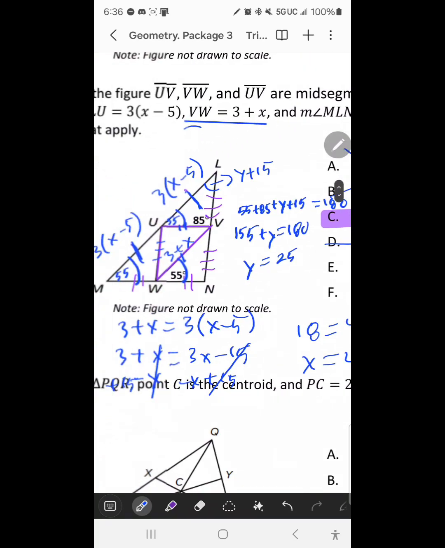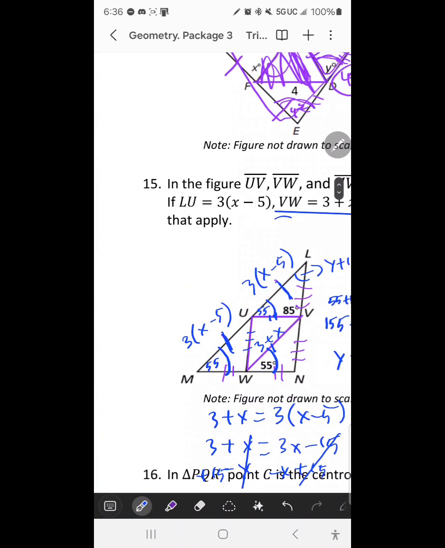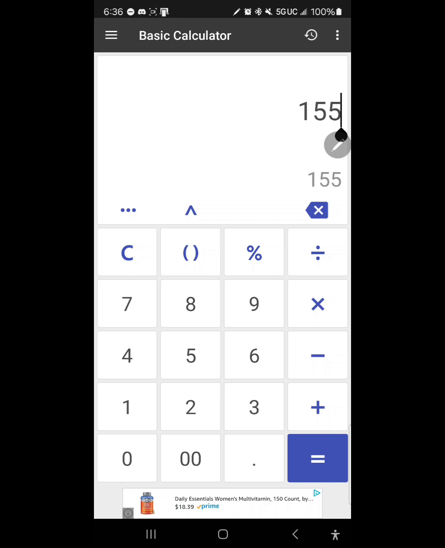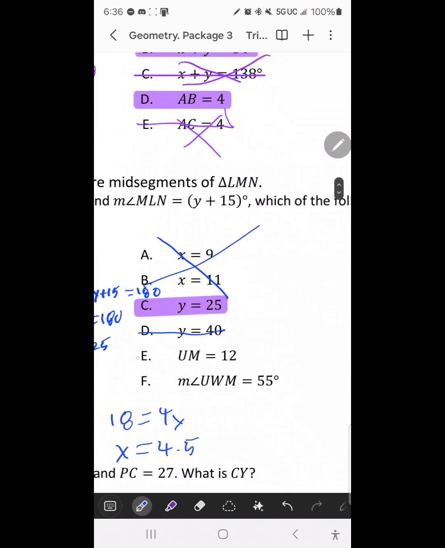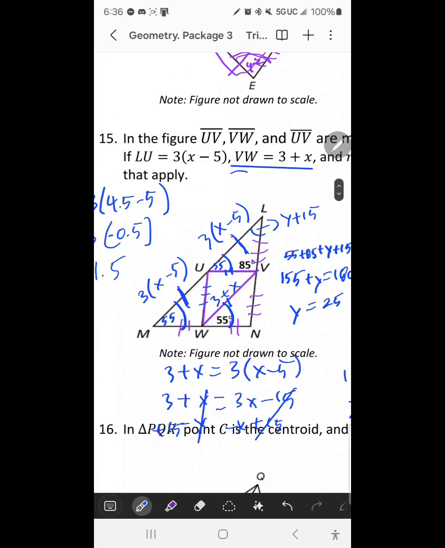So I'm going to substitute: 3 times 4.5 minus 5 is 0.5, and then 3 times 0.5 is 1.5. You can use a calculator for this. So 1.5, that's the answer. Pretty weird, but this is not the answer. If I made a mistake, I'm sorry, but I can't see it. Maybe because I'm tired or something.